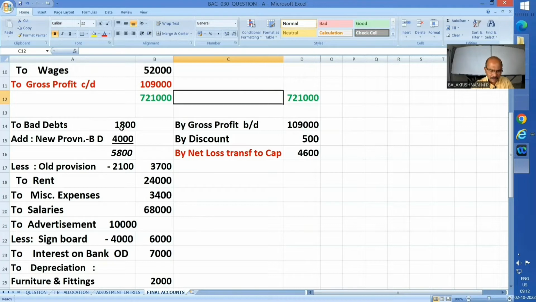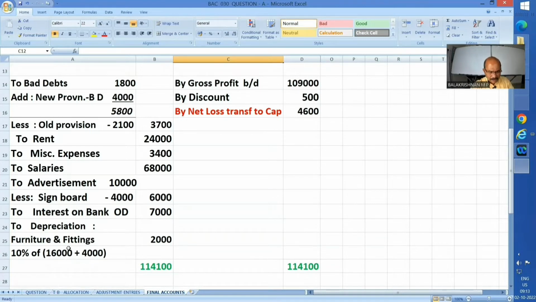Bad debts. Already bad debts is there. And to that, new provision for bad debts I have added, 4,000 rupees. How did I get the new provision at 4,000? Just apply the rate on the debtors, you get 4,000. And I don't need the existing provision, that being the case, I reduced it, and this is the value I am showing in the outer column. And as far as advertisement is concerned, 10,000, I reduced the signboard, unnecessarily included here, and this is the right expenditure, fine. And furniture and fittings. Fittings are furniture, they are shown together. Furniture and fittings is the appropriate accounting head.